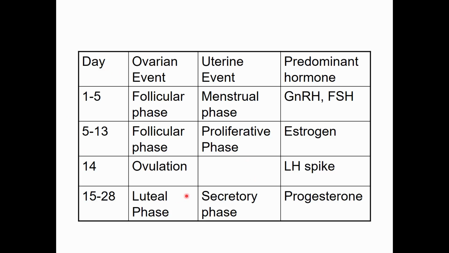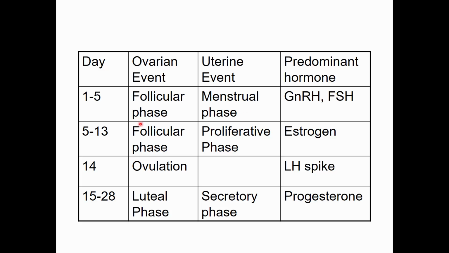So we can put some things together in this table. Please don't memorize the table, but think about how to work through it. So day 1 to 5, what's going on in the ovaries? We have the development of the follicle because we have high FSH. What's going on in the uterus? The lining is bleeding because estrogen and progesterone are low.